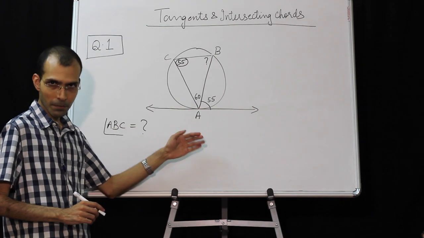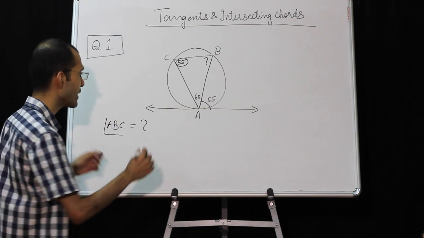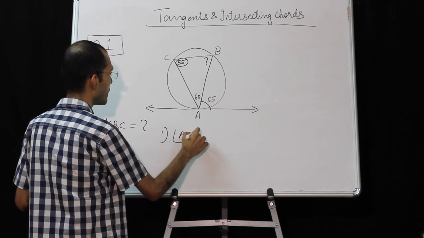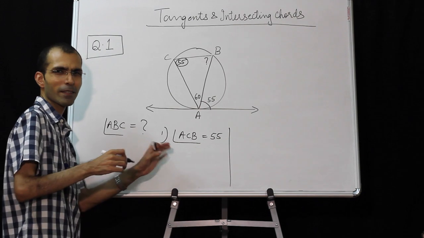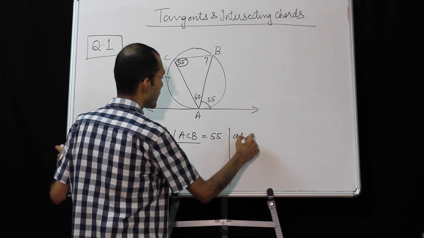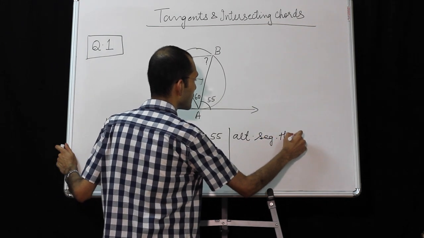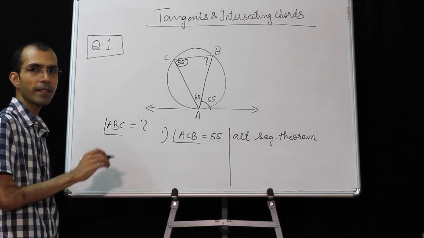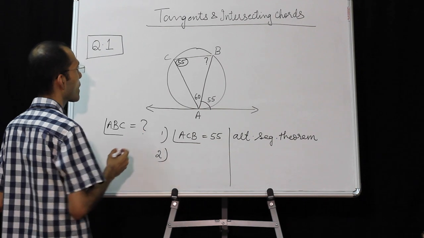Since this is the first sum, I will write it formally. Other sums we will solve in the diagram itself. We will write angle ACB is 55. No need to write degrees here. Reason: alternate segment theorem.